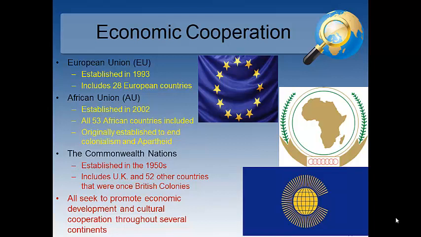And it was originally established, before it became the AU, to end colonialism and apartheid, and now later has the same goals as the European Union, which we'll talk about in a second. Last but not least, another example is the Commonwealth of Nations. This was established in the 1950s, and this includes the UK and 52 other countries that were once British colonies, hence the Commonwealth. And all 3 of these seek to promote economic development and cultural cooperation throughout several continents around the world.